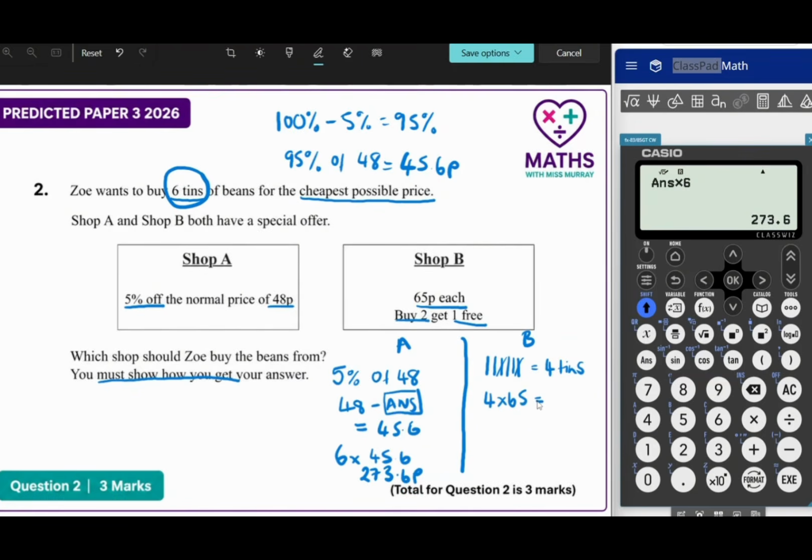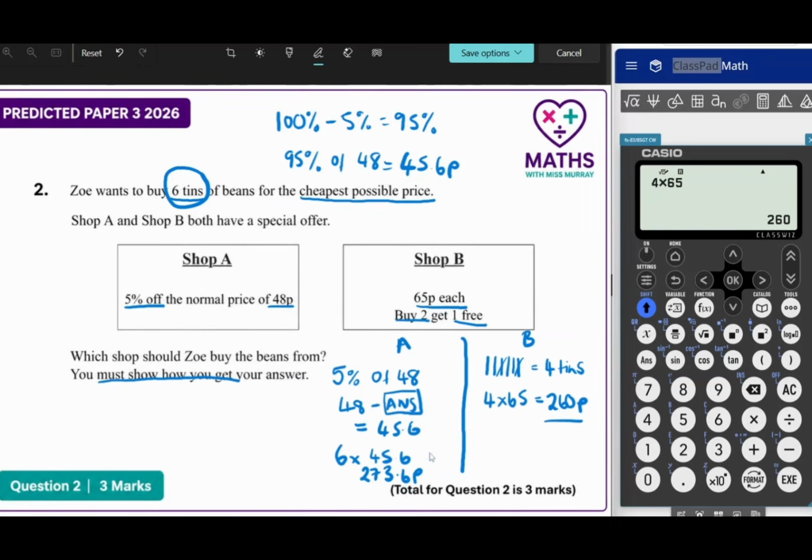And you've got a calculator, so even if you think, yeah, that's easy, I know how to do that, the common mistake I see all the time is people doing simple calculations, getting stressed in an exam, making silly mistakes and losing easy marks. It's so easy to check on your calculator, even the simple stuff, so make sure you do that. So that's going to be 260 pence. So we can see here that it's cheaper to buy from shop B.